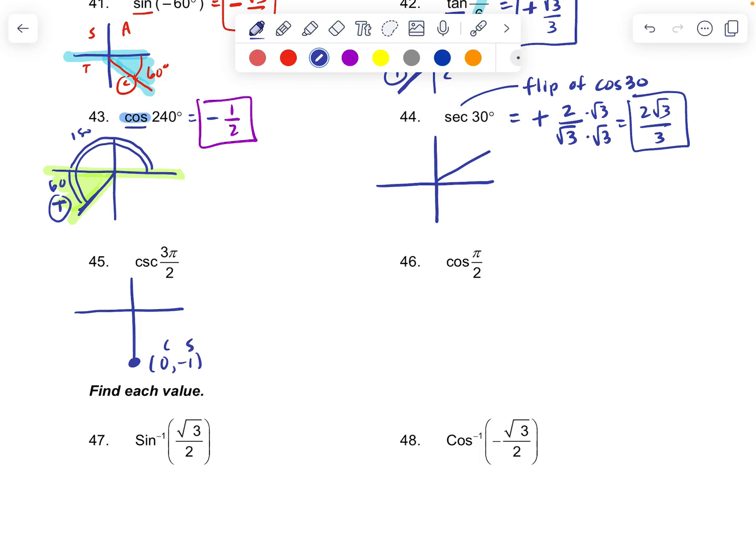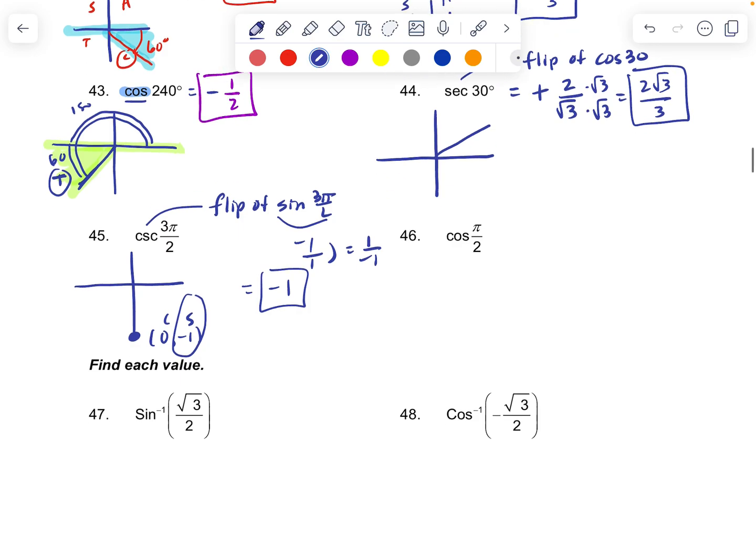This is my cosine. This is my sine. It's not asking for cosine or sine. It's asking for a cosecant, which is the flip of the sine of 3 pi over 2. Well, the sine of 3 pi over 2, according to this, is negative 1. If you flip negative 1, you still get negative 1. You guys remember negative 1 over 1 is still equal to 1 over negative 1 when I flip it, which is still negative 1.